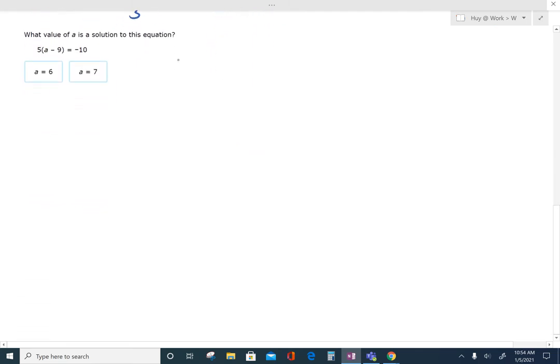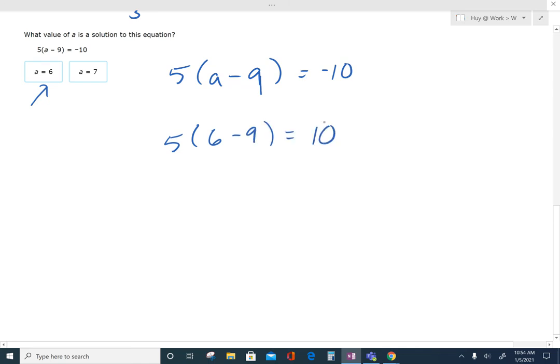And here we just need to remember order of operations. My a and my 9 look very similar. So here we got 5, and our first choice is going to be a 6, so let's do 5 times 6 minus 9 equals negative 10. Sorry, it's super important for you to make sure you're writing these equations correctly when you're substituting. So we have 5. 6 minus 9 is negative 3.